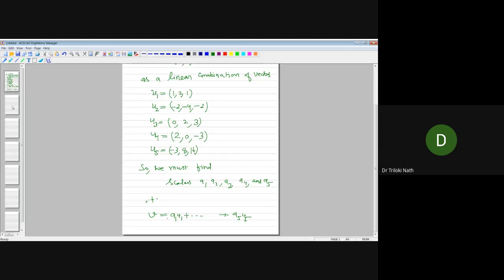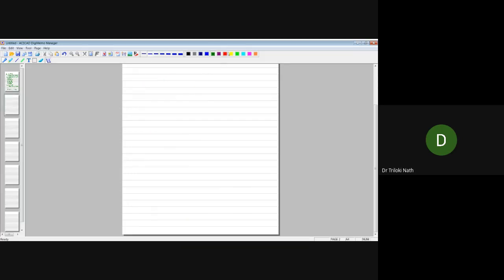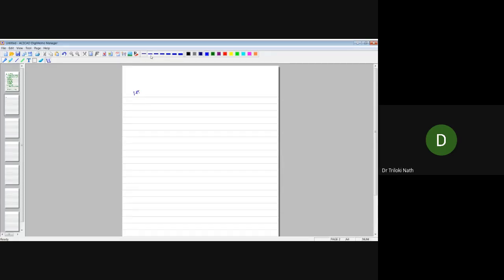So let us go to the second page. Okay. Fine. That is, the vector V can be written as A1 times the vector (1, 2, 1), and so on, plus A5 times the vector (-3, 8, 16). Okay. Or equivalently, you can write it like this: (2, 6, 8). We are writing in matrix format.